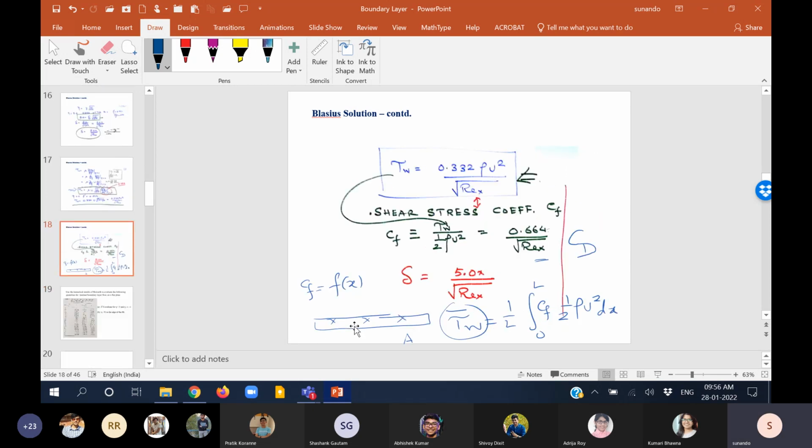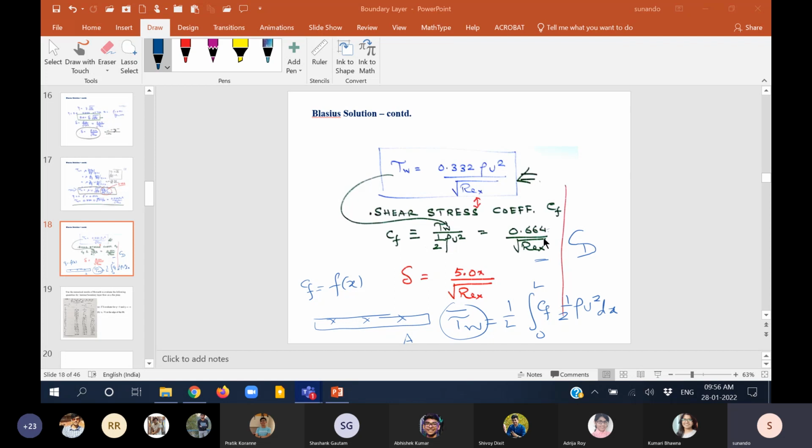Friction coefficient. The friction coefficient or shear stress coefficient is defined as tau w by half rho u square. That is the definition of friction coefficient. So when you put the expression for tau w in here, this is the expression which you get, where CF is 0.664 by root Rex. Probably you have seen it somewhere. I'm not very sure whether you have seen it or not. But the friction coefficient for flow over a flat plate in laminar flow is simply this.